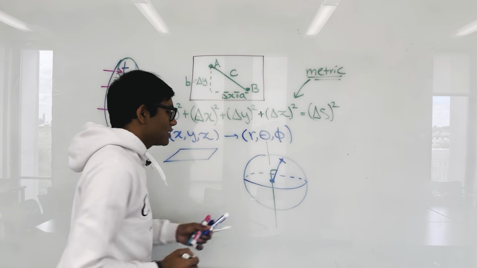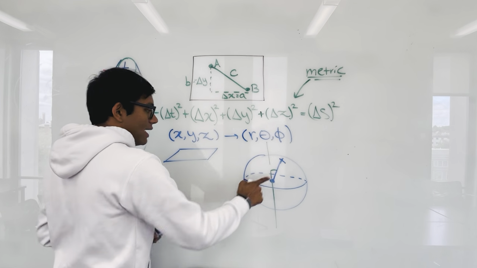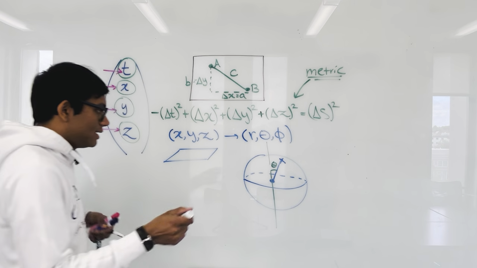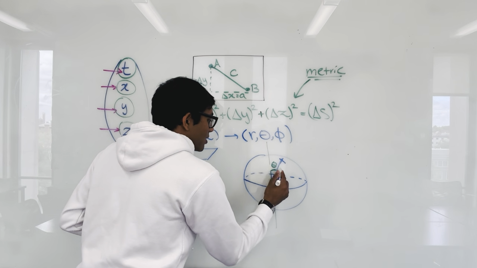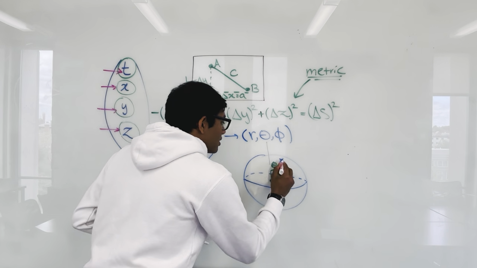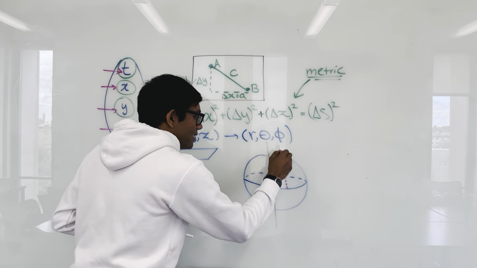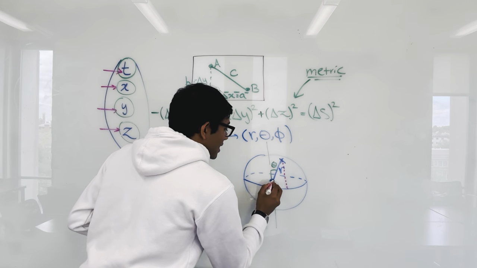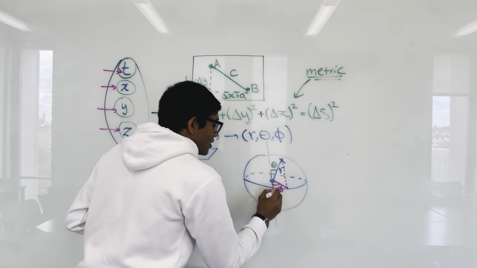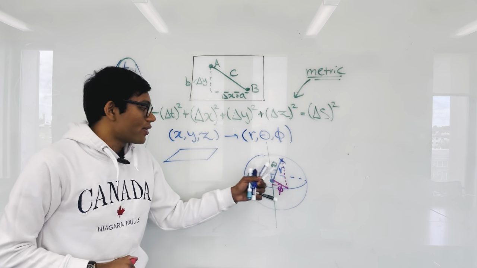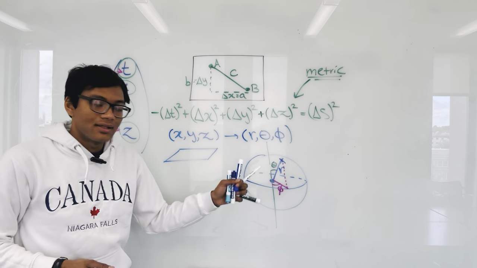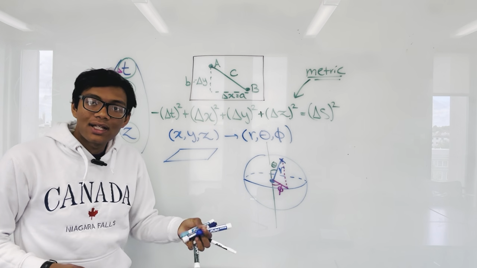This angle between the straight vertical line and my vector to my point is theta. The distance from the center to my point is the r coordinate. And finally, if I draw a line down from my point to the plane, then this angle here is the phi coordinate. So that's what r, theta, and phi are. They're just ways to measure different points on a sphere. These are the three coordinates you need to tell you where you are on a sphere.